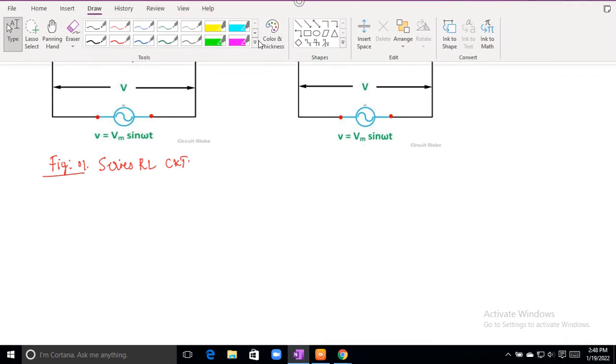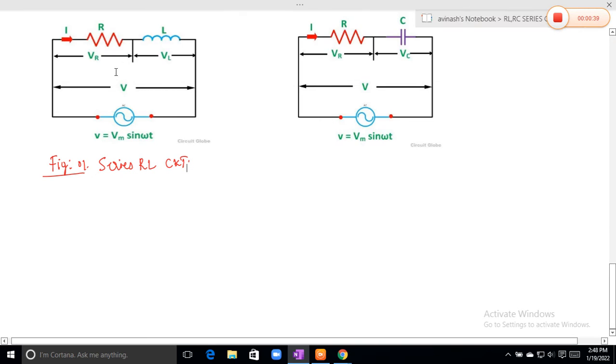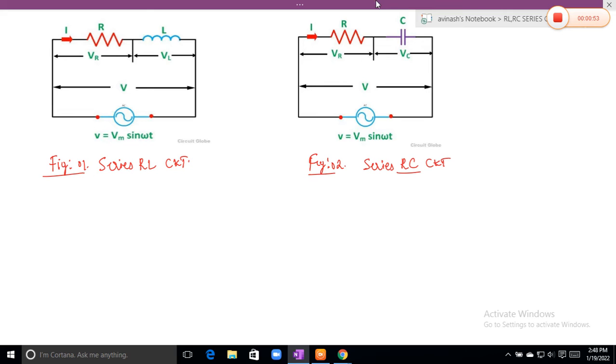In the other circuit we have the series RC circuit. This is figure 2, the series RC circuit.